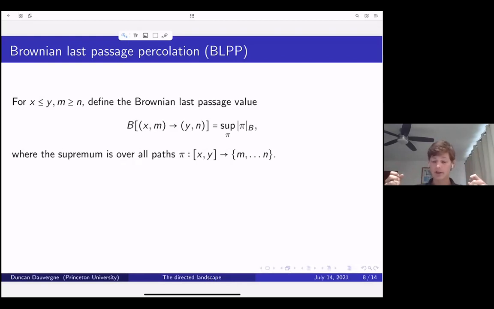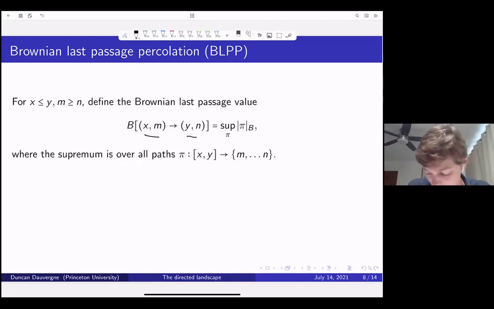By convention here, we make distance the length of the longest path between a pair of points. Because we're working with Brownian motions, nothing's going to change if you flip the sign. It's really just a convention in the case of Brownian motions that we choose longest instead of shortest paths. So this is what we call a Brownian last passage value from x, m to y, n.